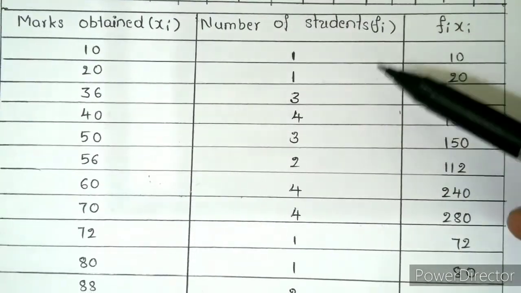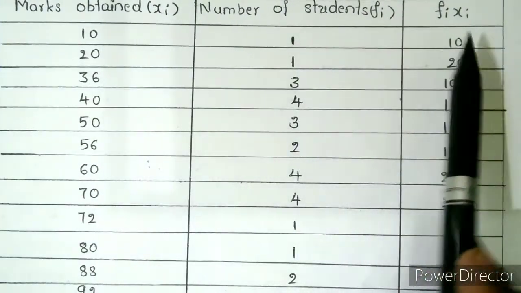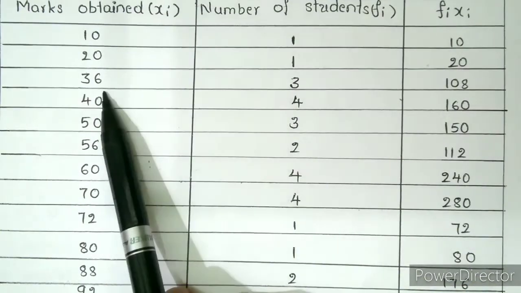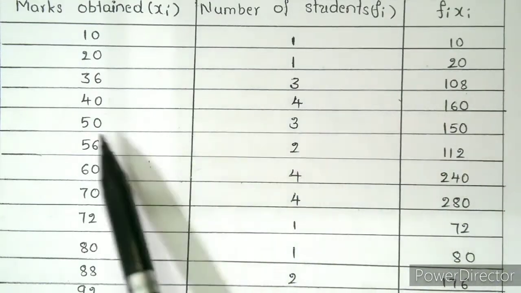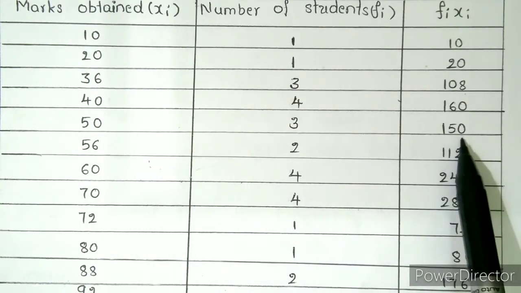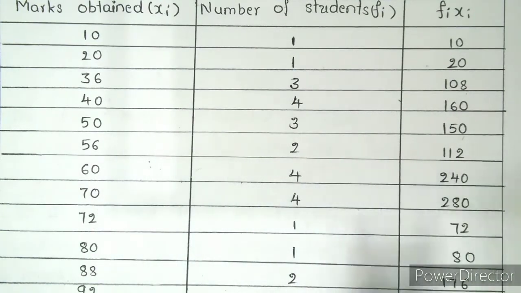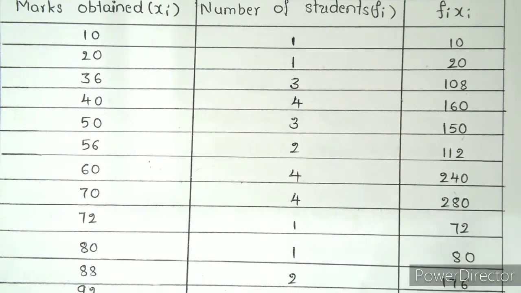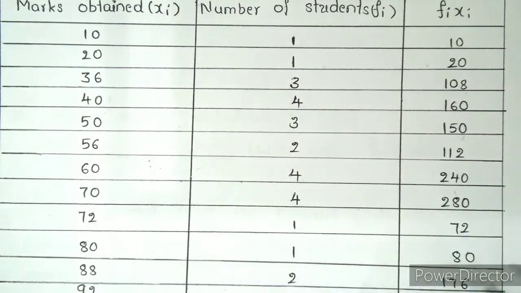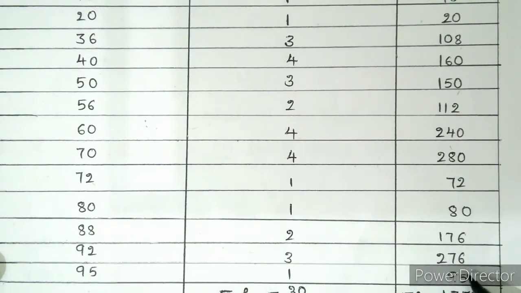So, and the number of students you write. Now you multiply: 10 into 1 is 10, 20 into 1 is 20, 36 into 3 you get 108, 40 into 4 is 160, 50 into 3 is 150, 56 into 2 is 112, 60 into 4 is 240, 70 into 4 is 280, 72 into 1 is 72, 80 into 1 is 80. So 88 into 2 you get 176, 92 into 3 you get 276, 95 into 1 you get 95.